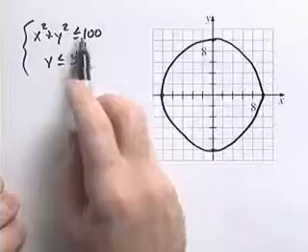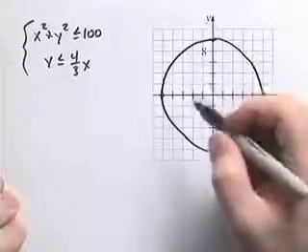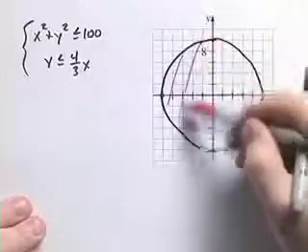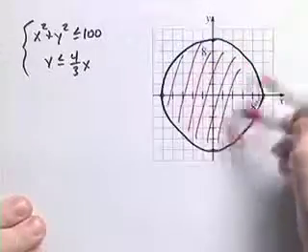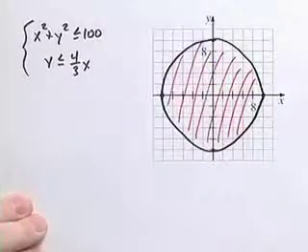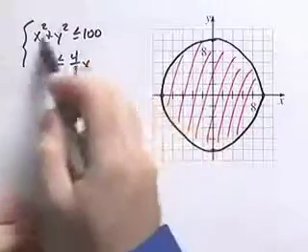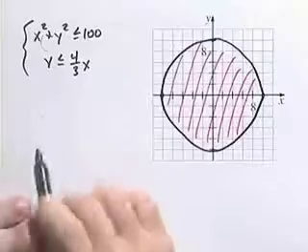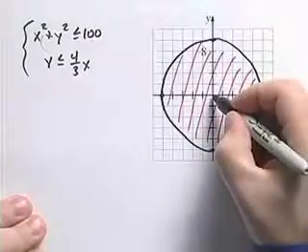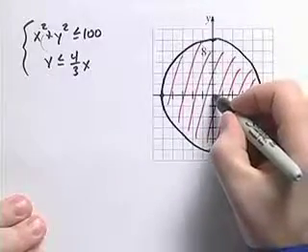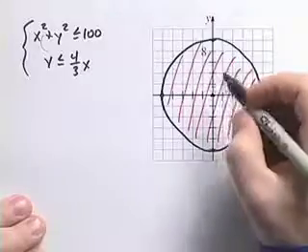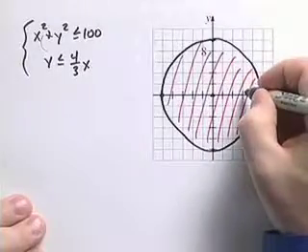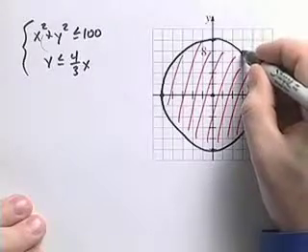And we want this to be less than or equal to, which means we're going to shade the inside of the circle. And so this red area represents the solution set for this first inequality. Now we want to graph the line y equals 4/3 x. So we pick a couple of points. When x is 0, y will be 0. When x is 6, y will be 8.